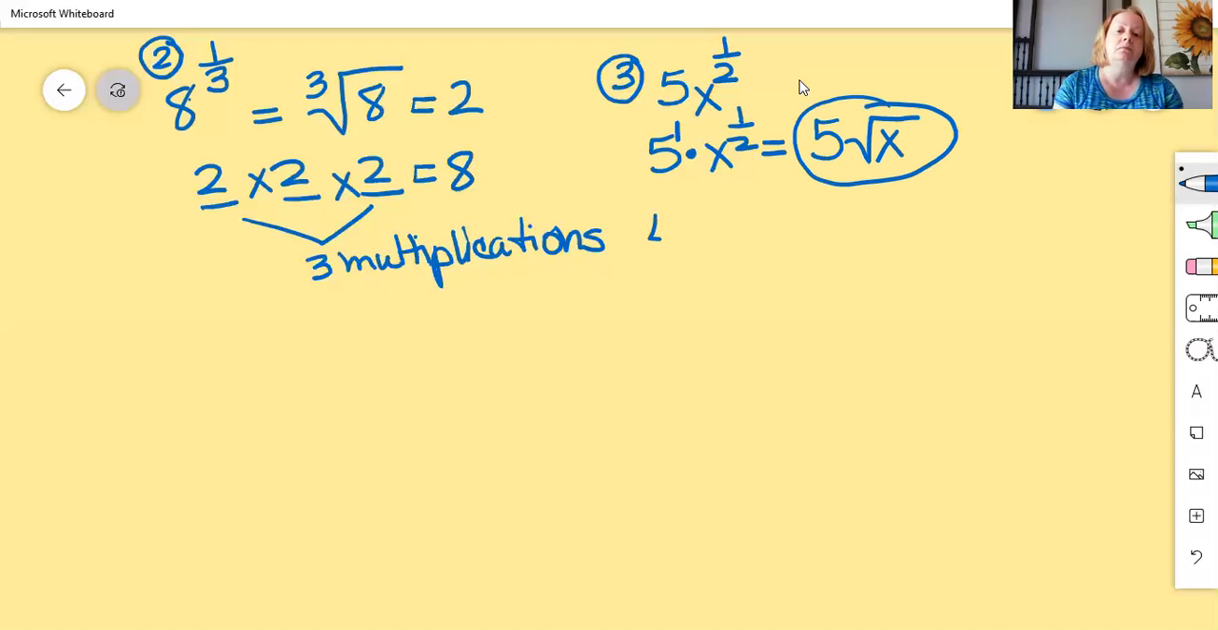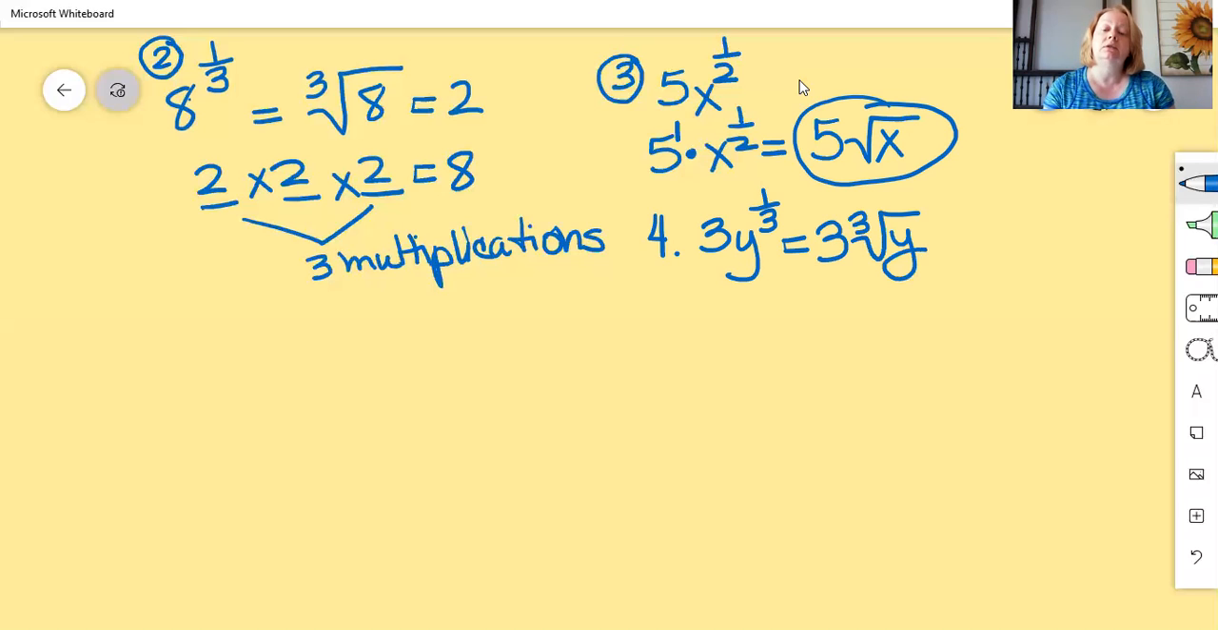Let's try another one. So let's say I have 3y to the 1/3 power. So again, the 1/3 is only applied to the y term. So if I were to write that in radical form, you're going to have 3 times the cube root of y. So that's what that looks like.